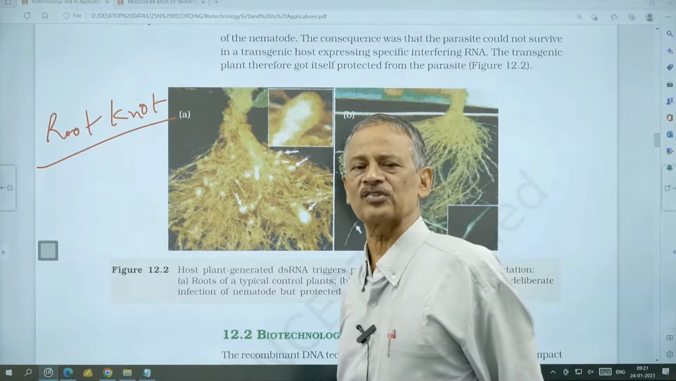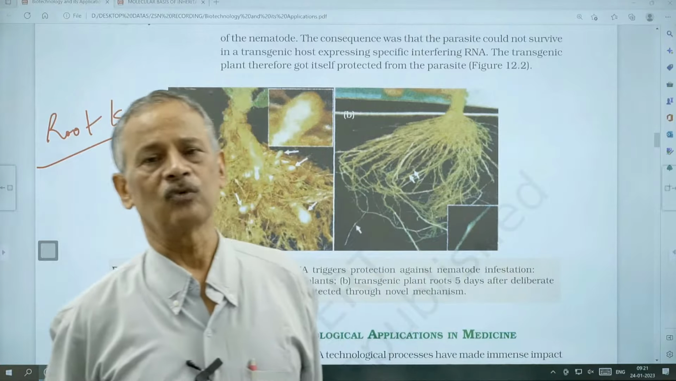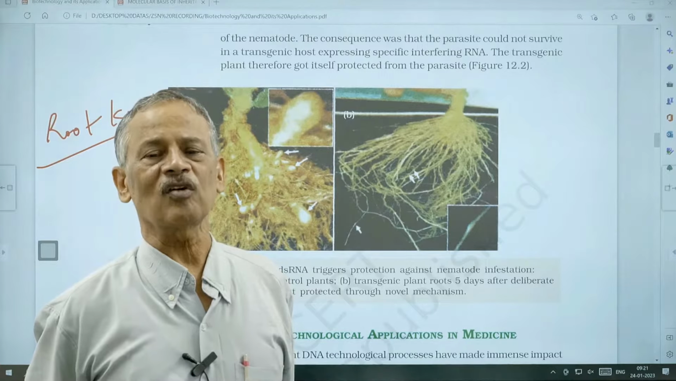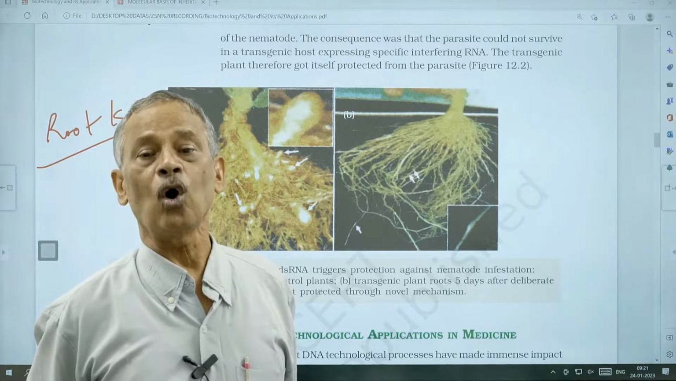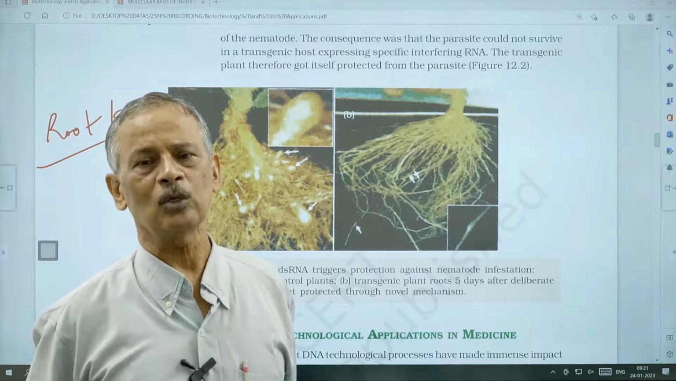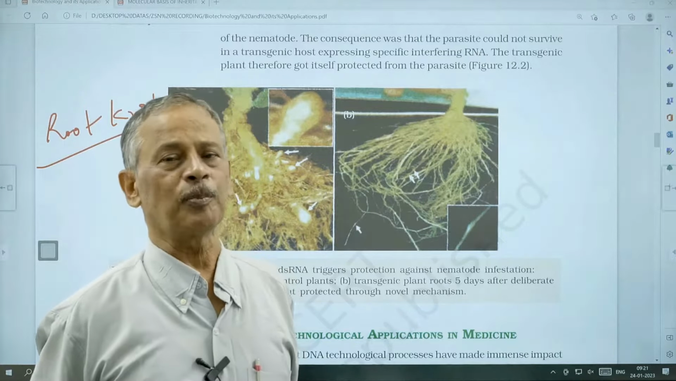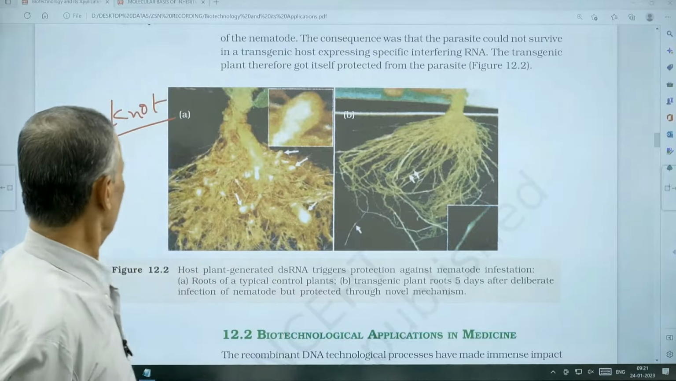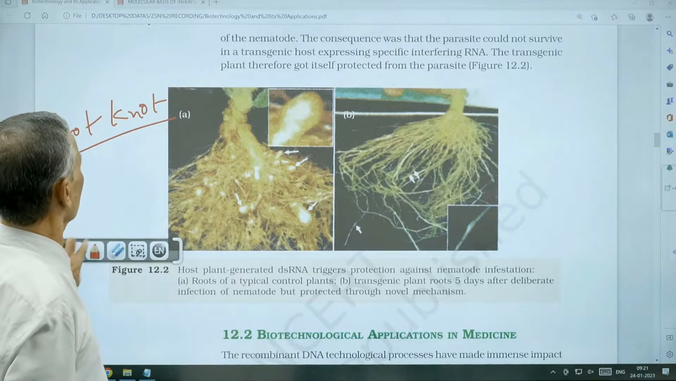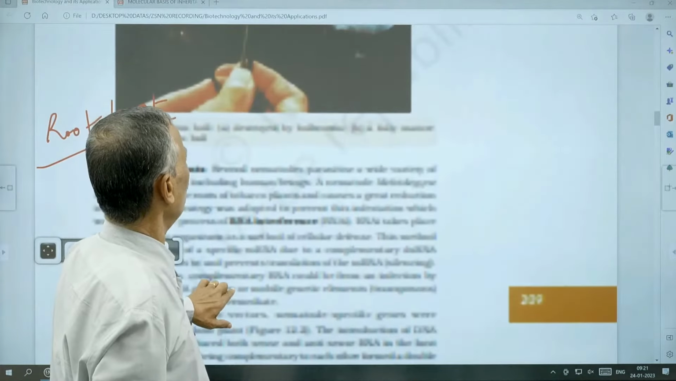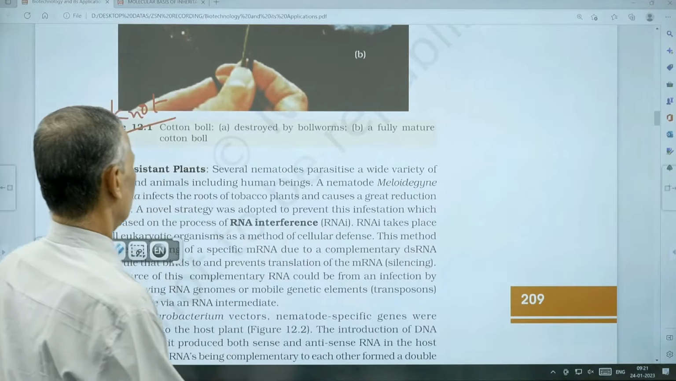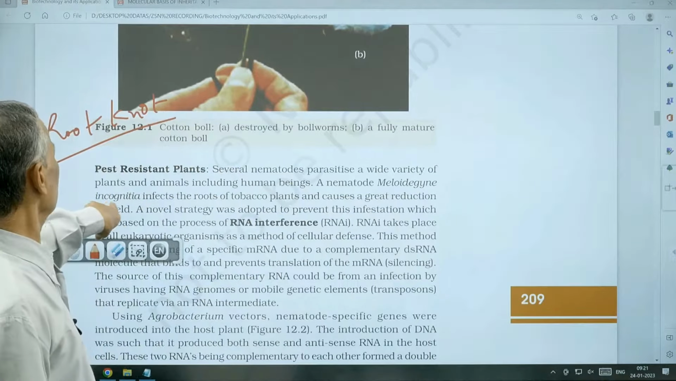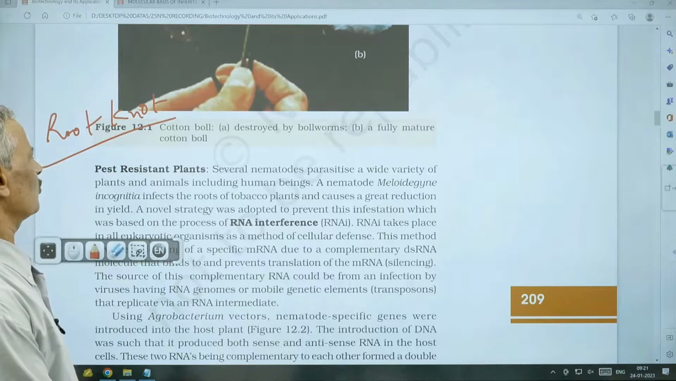What actually is the cause? We didn't know earlier for a long time, and only later on we came to know that it is because of the parasitization of a soil nematode. A small nematode is coming and entering into the plant through the root. It is called Meloidogyne incognita. This nematode is parasitizing and infecting the roots of tobacco plants.